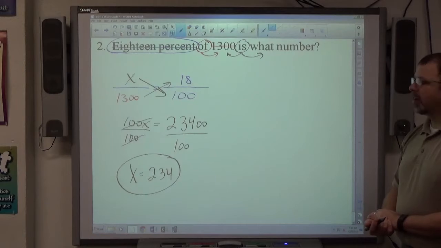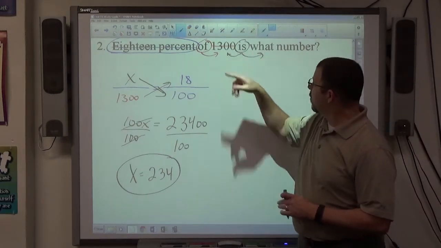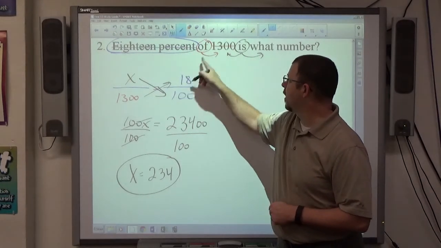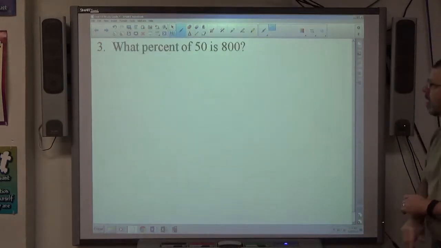It doesn't have to come out to an integer, but just know that you set the proportion up correctly. Is on top, of on the bottom again. If one has more than one choice, do the one with only one choice first. Start with the percent. One of these only has one choice, do that. And whatever's left over is the other one.